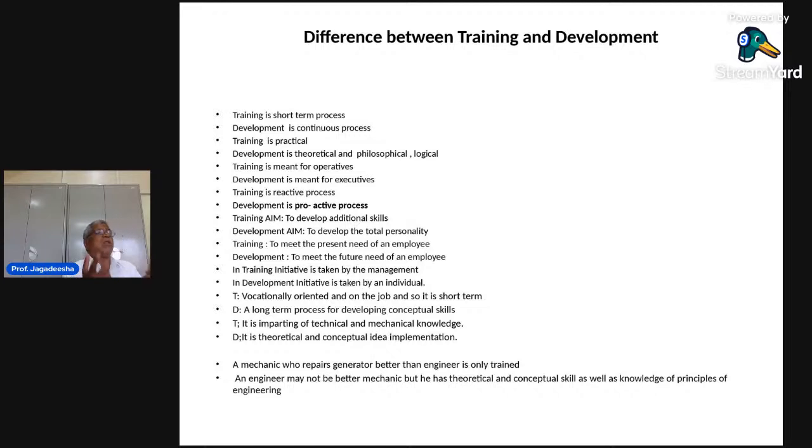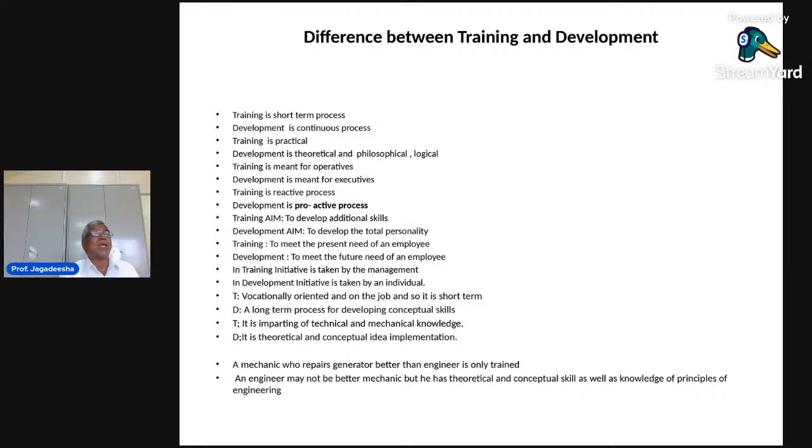For example, I think anybody can understand the procedures relating to repair and maintenance of a mobile in just 3 days. So the process is very short, but in the case of development, it is continuous. The reason being, the Deputy Commissioner of Mysore will have to undergo development on a continuous basis, because whatever he enriches himself with will be useful to the society. Until the end of retirement, he has to keep learning, and development of himself will be a development to the society also, another important point.